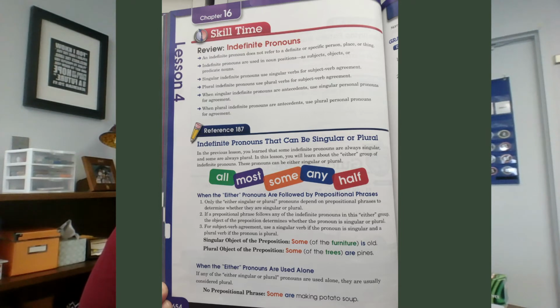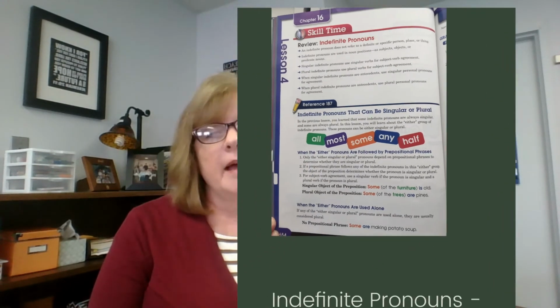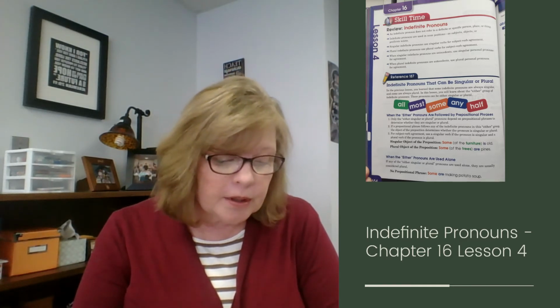For example, some are making potato soup. We don't know some of what, maybe it's some of the family, some of the grandkids, some of the grandparents, but we do know that that's going to be treated as if it's plural. Now that probably seems like a lot. Just remember those, especially the 5 that they've given us here: all, most, some, any, and half. They can be either singular or plural.